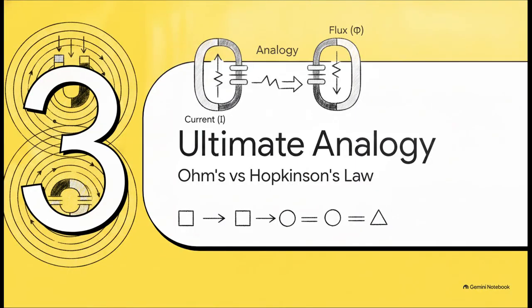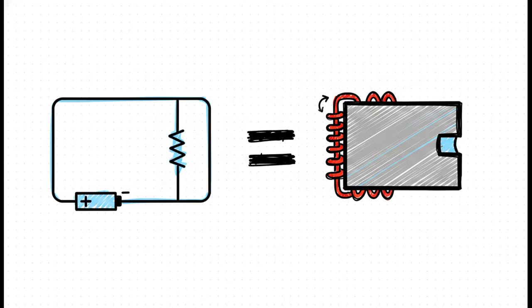Moving right along to Section 3, the ultimate circuit analogy. Okay, this brings us to one of the absolute most elegant mathematical relationships in all of engineering. Anyone who is even slightly familiar with basic electricity knows Ohm's law, right? Current equals voltage divided by resistance. Well, check this out. Magnetic circuits follow the exact same logic with Hopkinson's law. Magnetic flux equals the driving magnetomotive force divided by reluctance. So electrical current driven by voltage against resistance is mathematically identical to flux driven by MMF against reluctance. It is quite literally the exact same plumbing, just a different fluid.